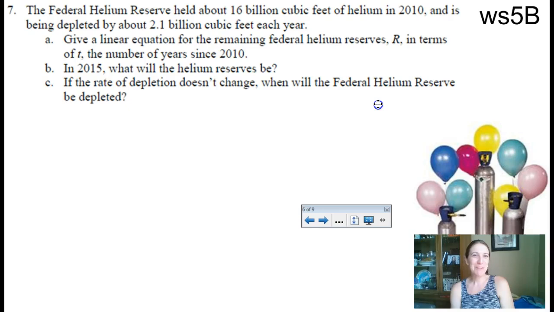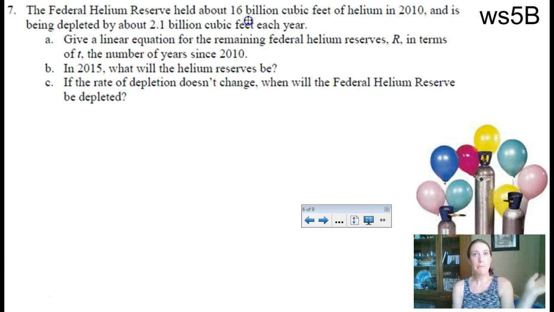Okay, give a linear equation for the remaining helium, call it R, in terms of T, and T is going to represent years since 2010. So good news, that beginning time of 2010 means I already have my y-intercept when I go to write my equation.